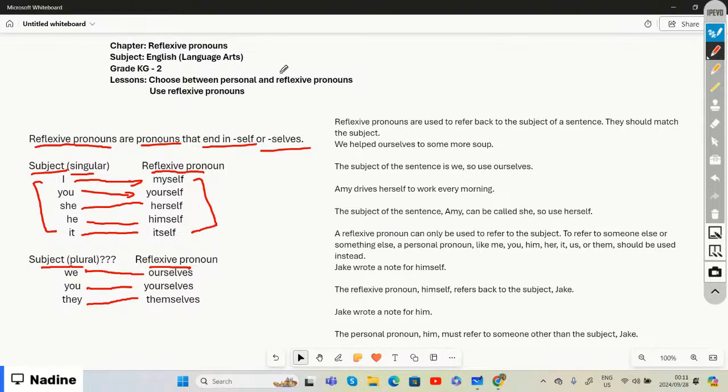All right, and here it says reflexive pronouns are used to refer back to the subject of the sentence, and we made mention of singular subjects as well as plural subjects, and they should match the subject. So the reflexive pronouns are used to refer back to the subject of the sentence, and they should match the subject.